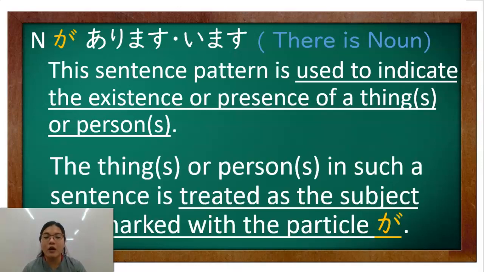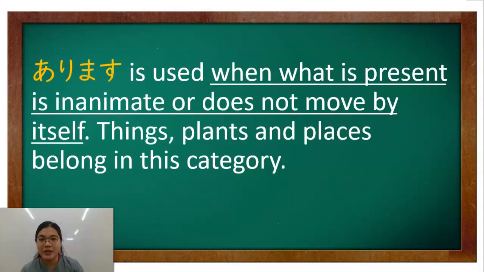The thing or person in such a sentence is treated as a subject and marked with the particle ga. Kung ano yung nandyan, kung ano yung meron dyan, yan yung ipa-particle ga mo. Arimasu is used when what is present is inanimate or does not move by itself. So, ginagamit si arimasu pag yung bagay na yun is inanimate or hindi niya kayang gumalaw by itself. Just like mga things, plants and places belong in this category.